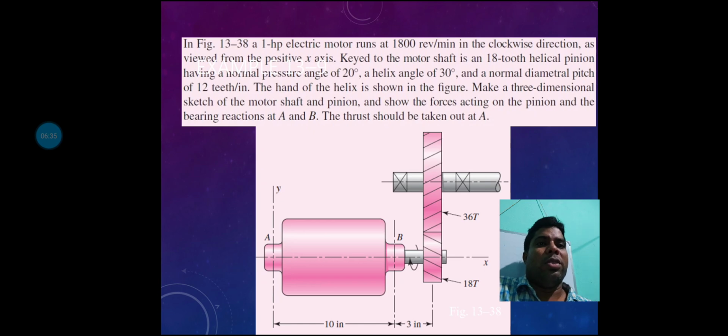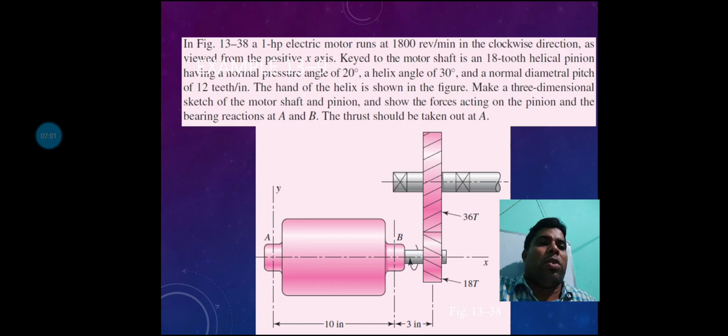The hand of the helix angle is shown in the figure. Make a 3-dimensional sketch of the motor, shaft and pinion. Find the key forces acting on the pinion, the bearing reactions A and B, and the thrust, which should be taken out at A. In the figure, A is the fixed point and B is also connected to the shaft where the gears are located.